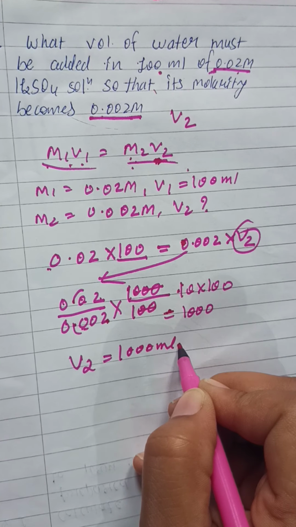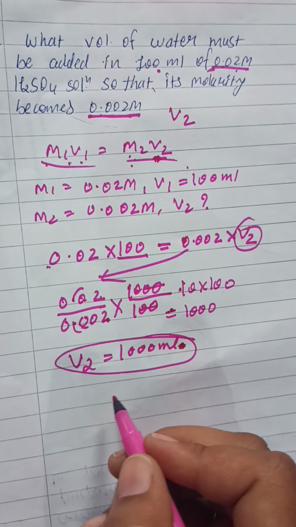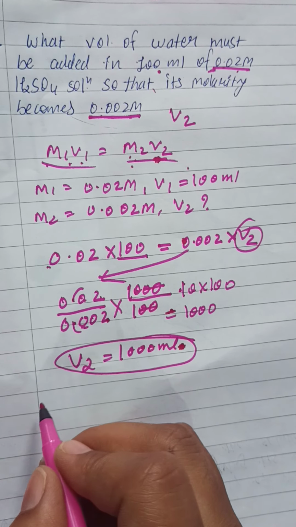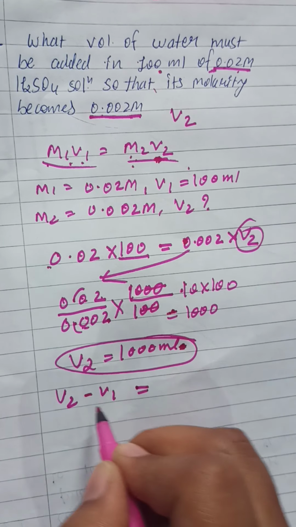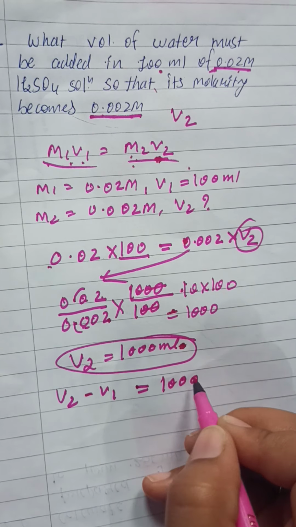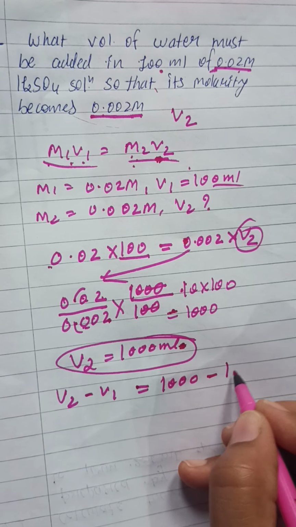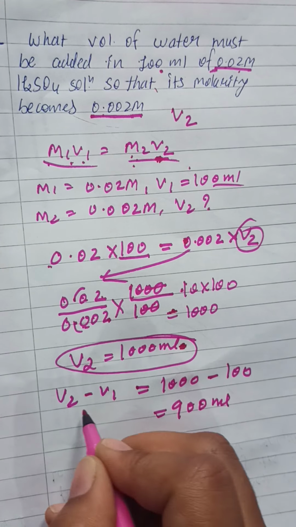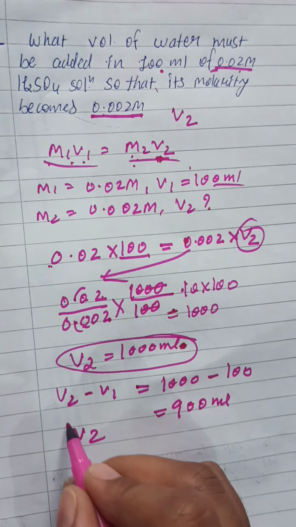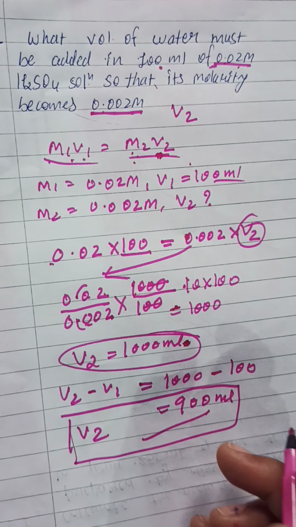But what we have to find is the volume of water added. So V2 minus V1, where V2 is 1000 and V1 is 100 ml. So 1000 minus 100, the final volume to be added is 900 ml. This is our answer. So in this way we can find it out.